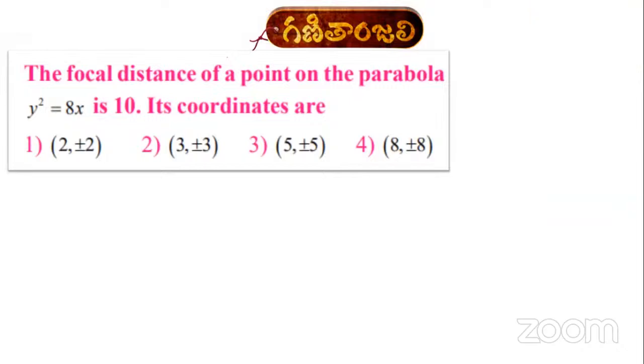The focal distance of a point on the parabola y square equals 8x is 10. Its coordinates are... Very good. This question is also important for IPE, and it came as an objective question.